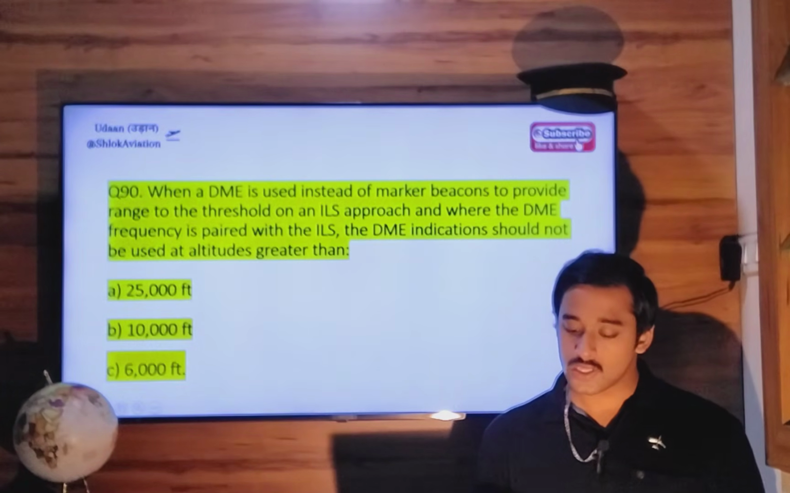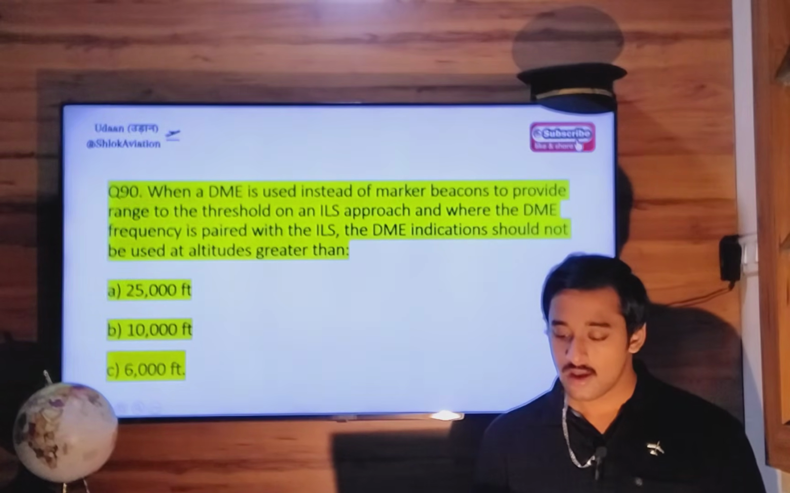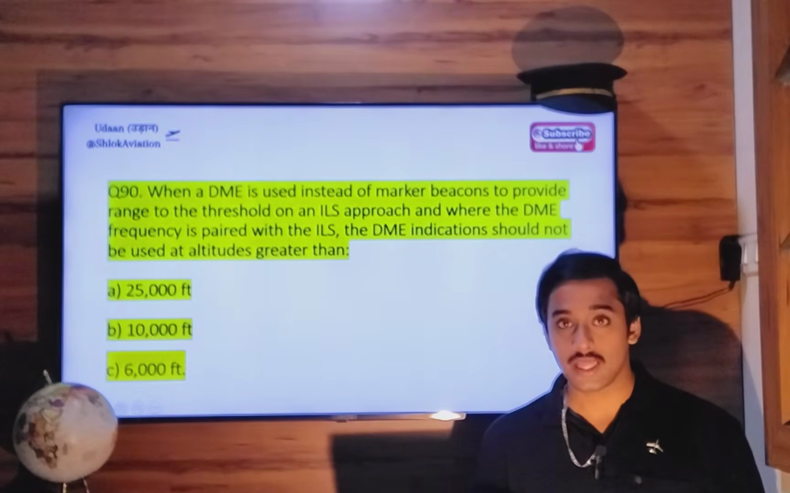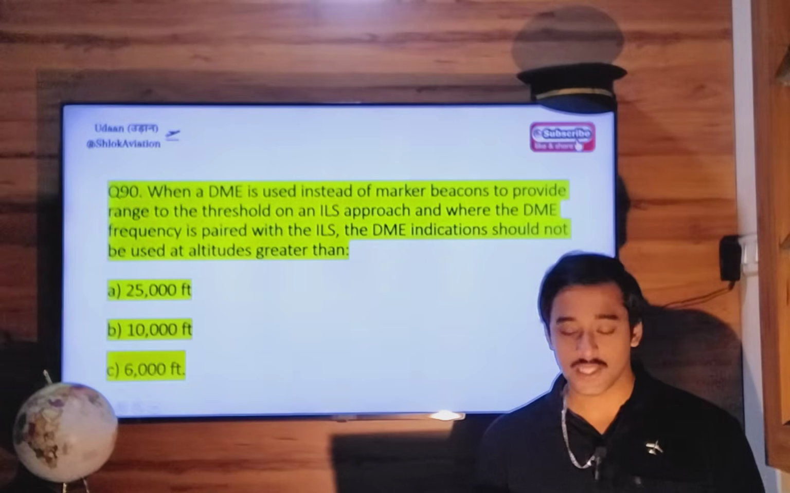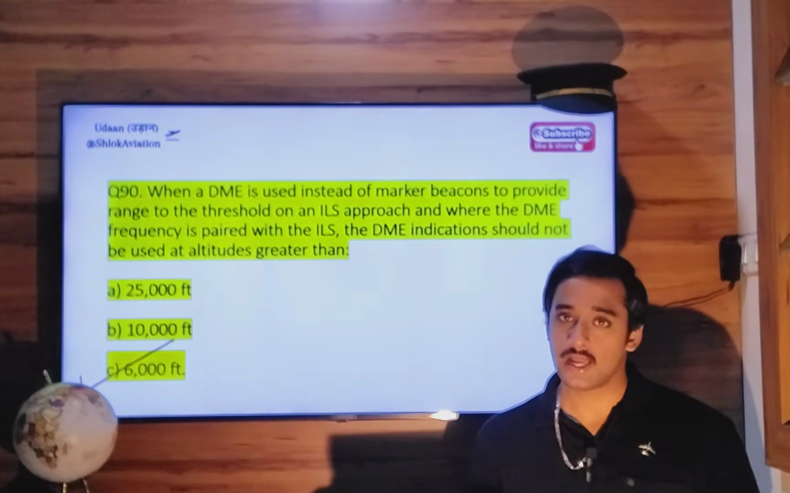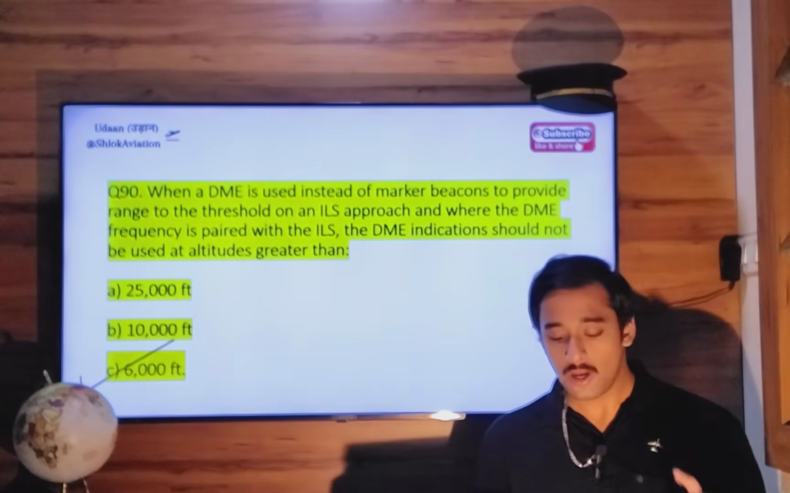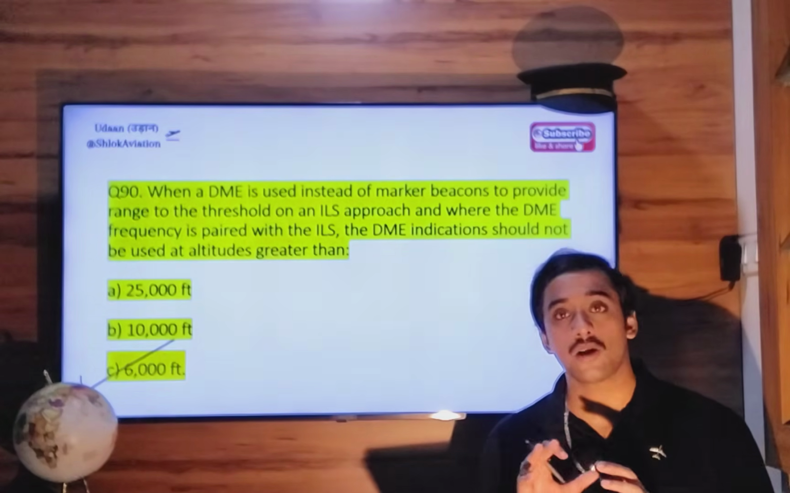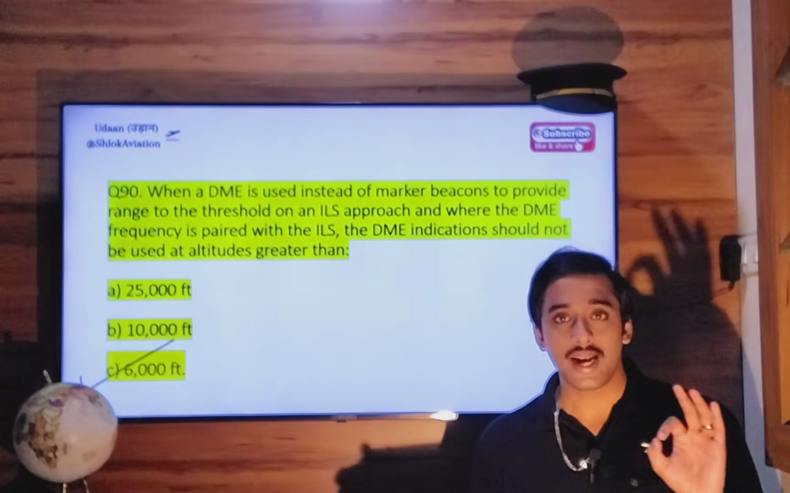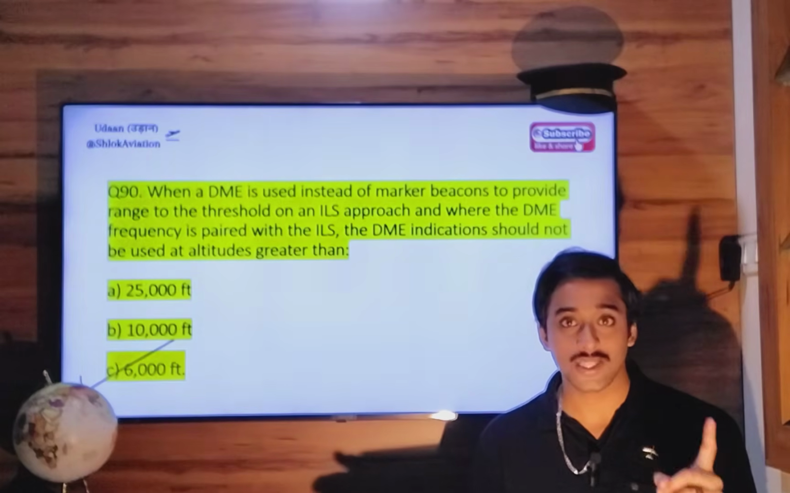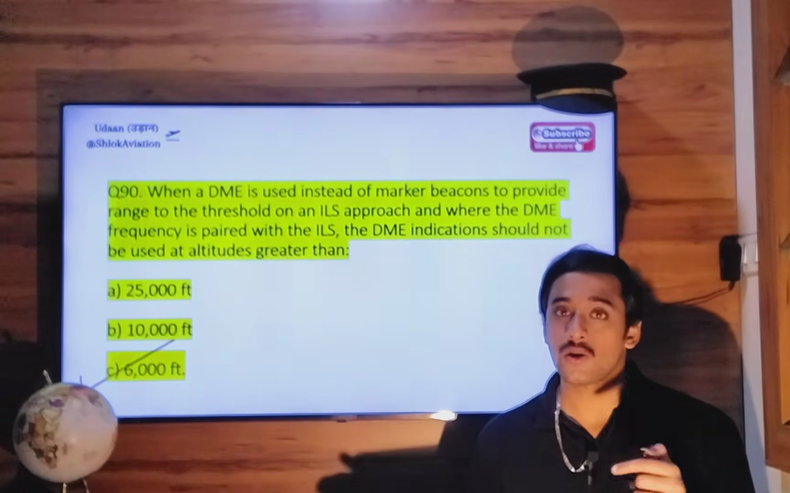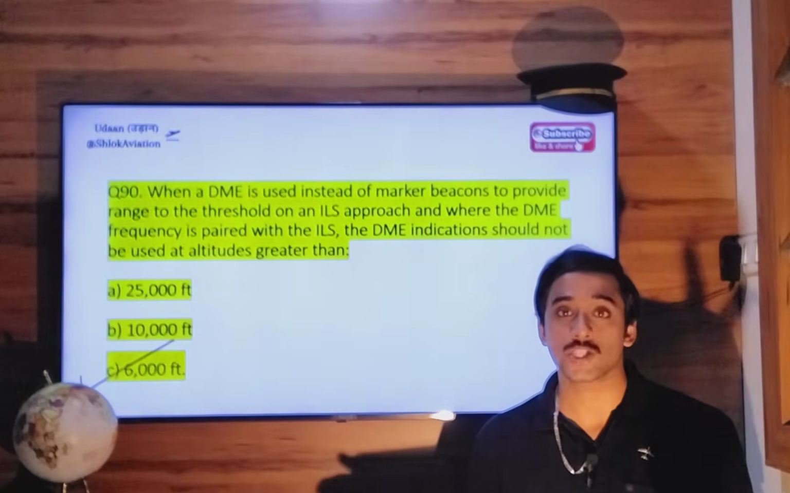Next, 90. When a DME is used instead of marker beacons to provide range to the threshold on an ILS approach, and where the DME frequency is paired with the ILS, the DME indication should not be used at altitudes greater than 6,000 feet. So it's a factual question. It's given in the RK Bali. Read that DME chapter. One more important thing, when DME is used for ILS approach purpose, that DME station will only be used for that ILS approach. That DME station which is paired with ILS cannot be used for any other cross-country purpose or navigation purpose.